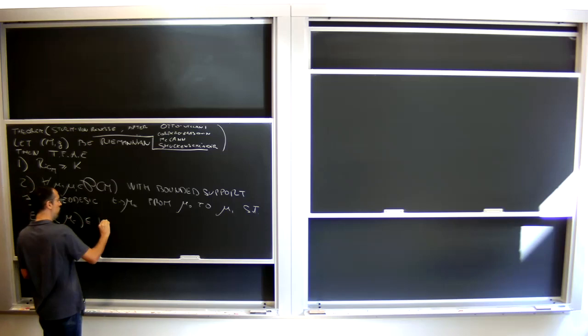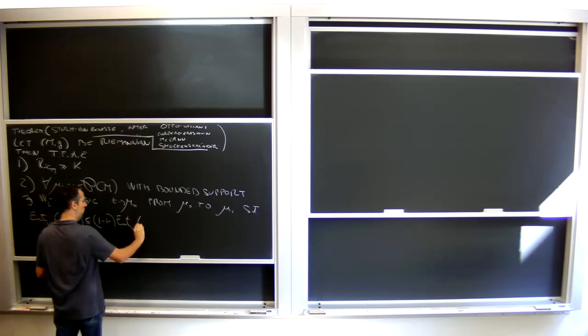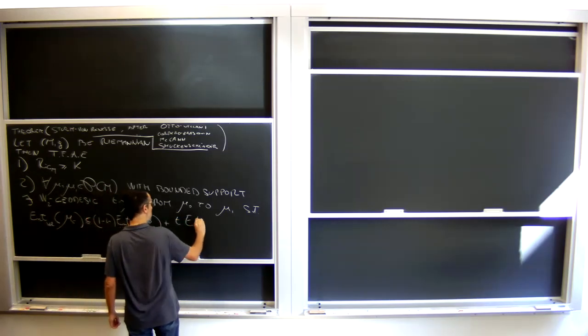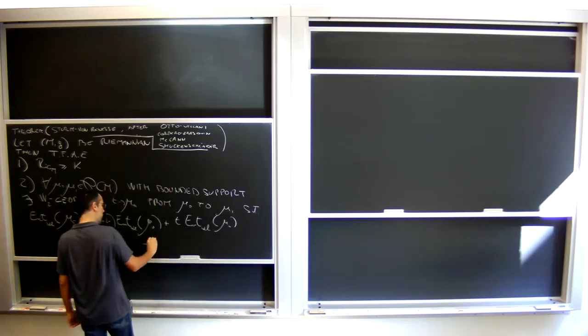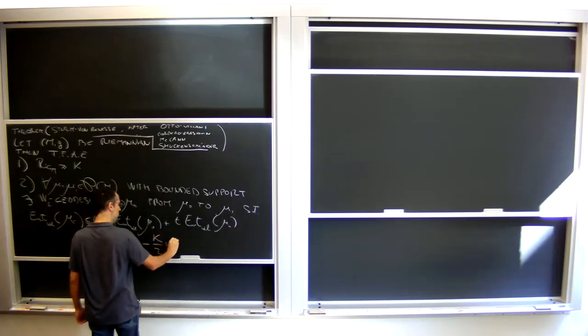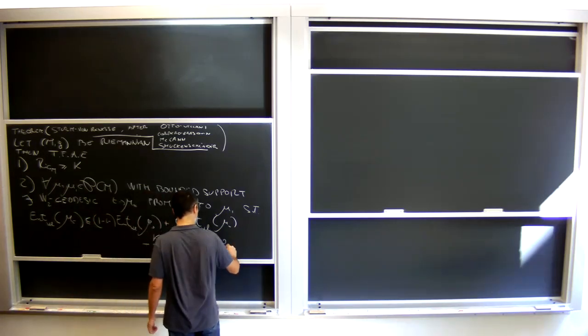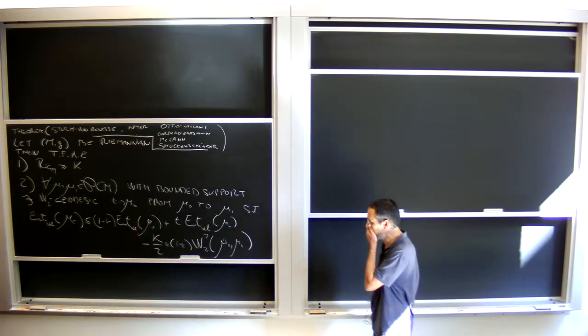This is less than or equal to (1 minus t) times the entropy of mu 0 with respect to vol, plus t times the entropy of mu 1 with respect to vol. And then there is a minus K over 2 times t(1 minus t) times W2 squared of mu 0 and mu 1. Okay, so this is the statement, right?